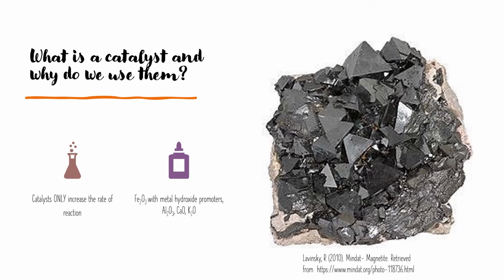A heterogeneous magnetite-based catalyst is used that is mostly made out of iron(III) oxide. It is mixed with some metal hydroxide promoters, which include aluminum(III) oxide, calcium oxide, and potassium oxide. These promoters are able to improve the performance of the catalyst such that the bonds between both gases are better able to be broken, especially with nitrogen gas, which has a triple bond that is extremely difficult to break without the help of the catalyst.